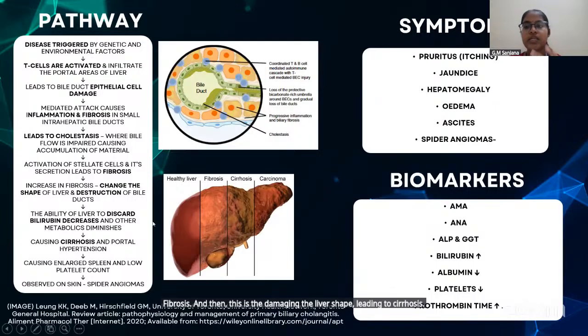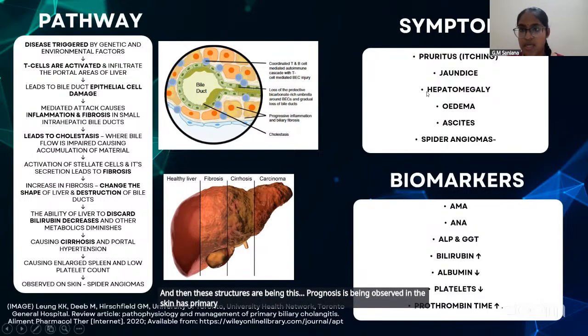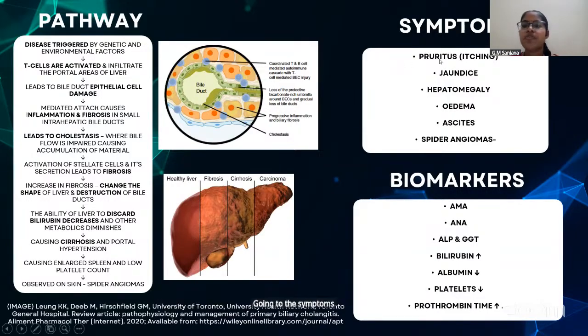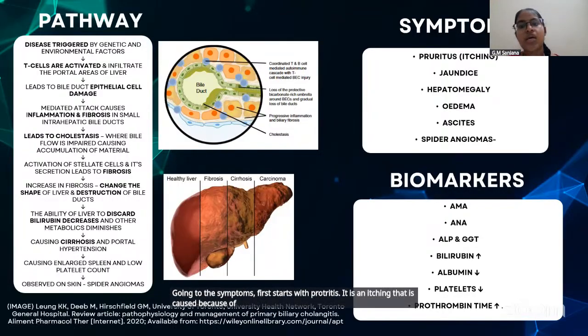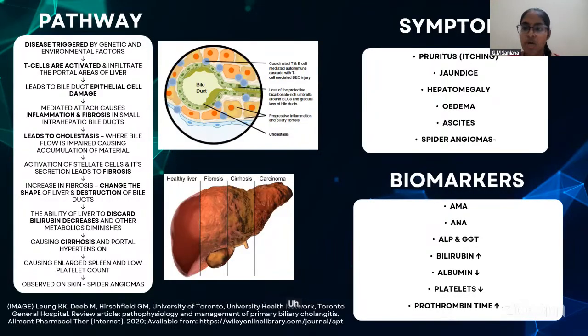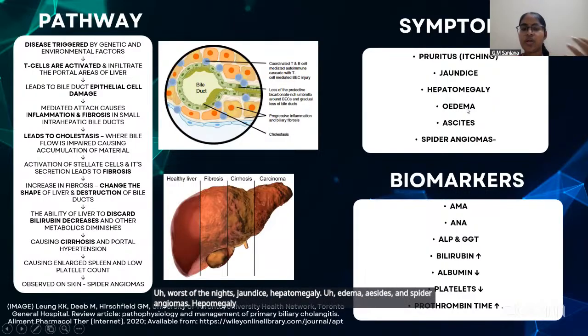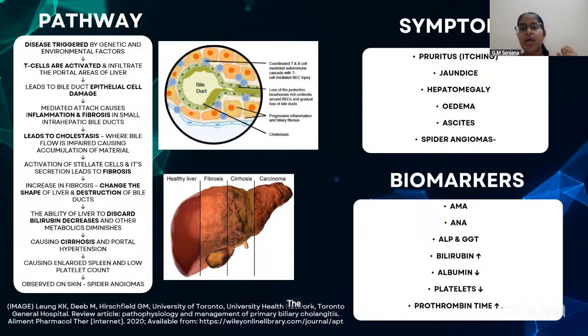And this progression is observed in the skin as spider angiomas. Going to the symptoms, it first starts with pruritus, an itching that is caused by the bile salts. Then come ascites, jaundice, hepatomegaly, edema, and spider angiomas. Hepatomegaly is because of the worsening of the condition, the liver is getting swelled up.